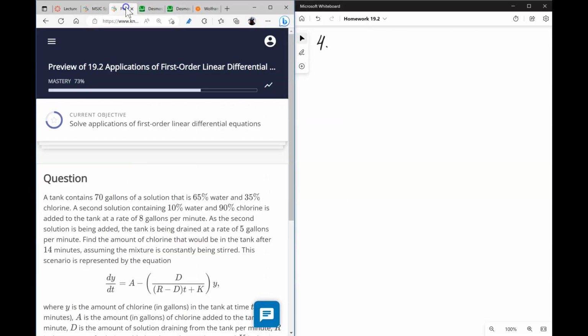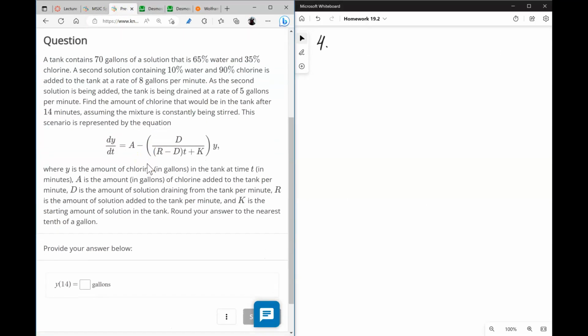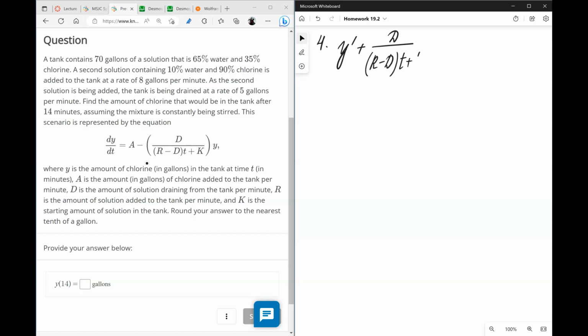Question number 4. We have also done a problem like this earlier, so let's have fun with this one as well. We have y prime plus d over r minus d t plus k y being equal to a. The integrating factor is equal to e to the power integral of d over r minus d t plus k dt.